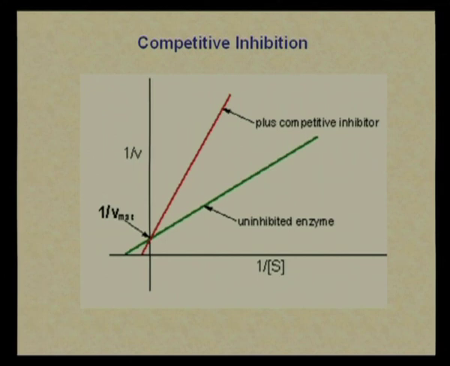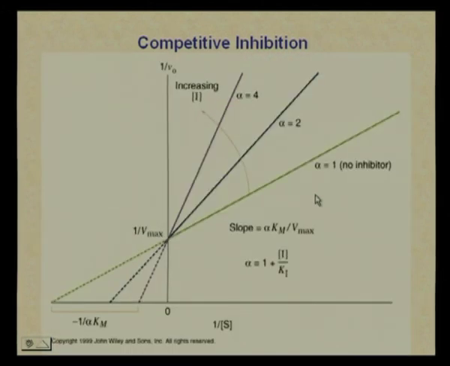So, let us get back here. That is exactly what we have. So, we have the uninhibited enzyme plus the competitive inhibitor. This is 1 by Vmax, and we know what these two values are now. What are they? They are the Michaelis constants for the different sets of reactions that we have. Okay? So, that is competitive inhibition.